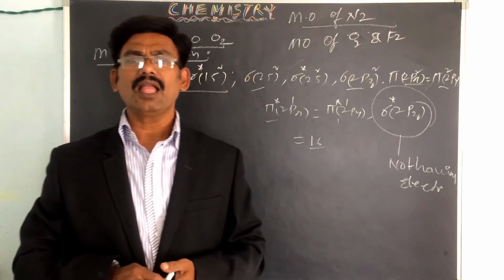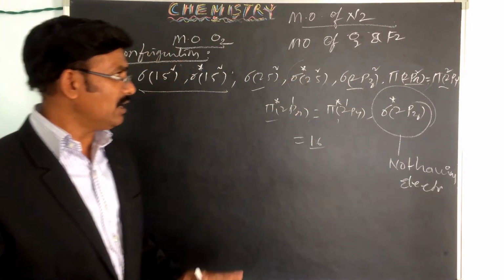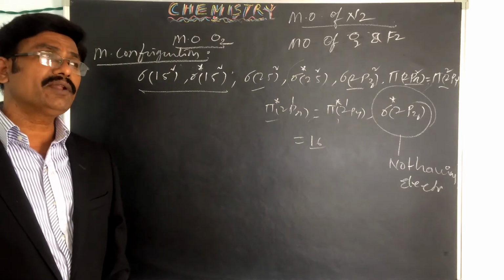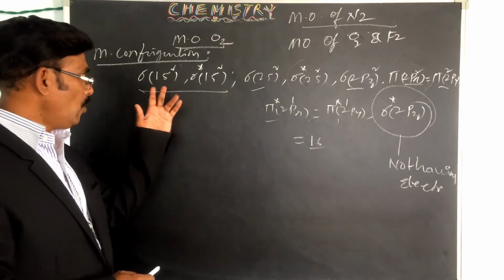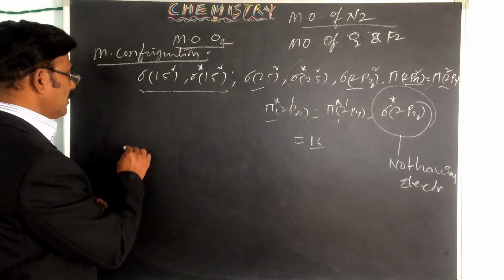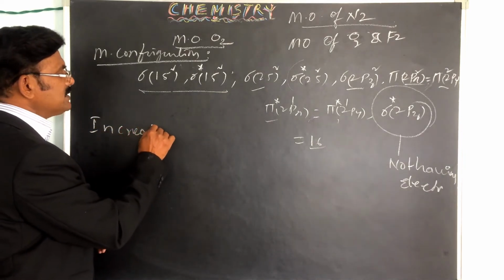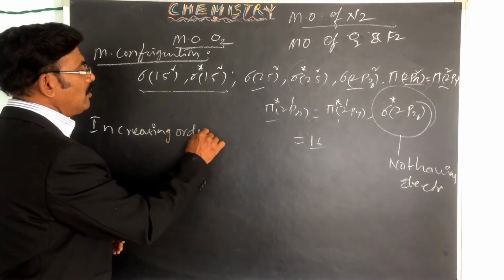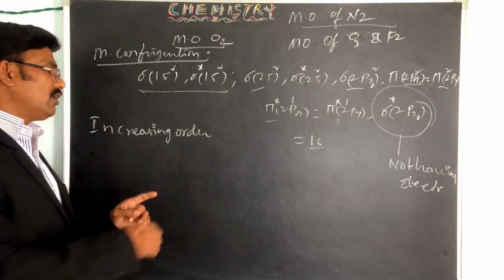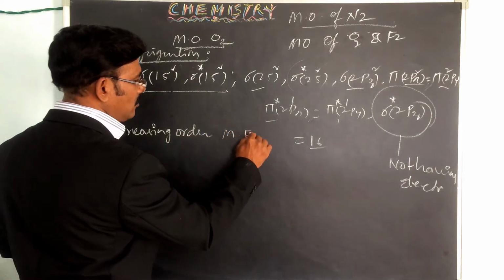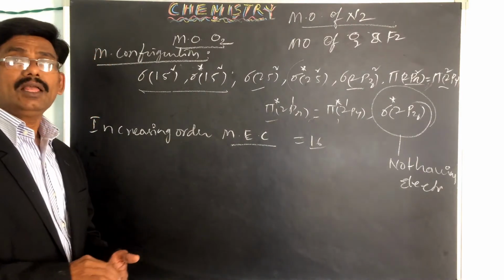Okay. Now, what is the increasing order of the molecular orbitals? We know this one. So, can you write the increasing order? Increasing order, just less than. It is important. Increasing order of what? Increasing order of molecular electronic configuration. Okay. So what is that?